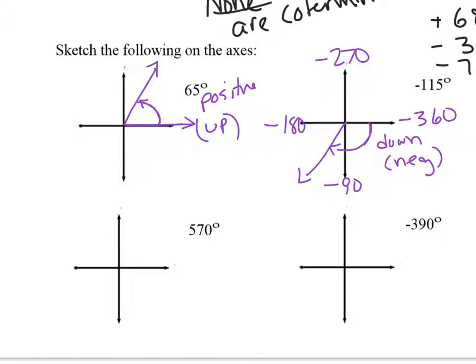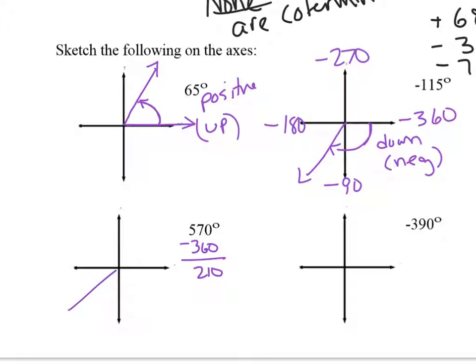Okay, if we do something that's over 360, what I like to do is figure out what is the coterminal angle that's in between 0 and 360. So I simply take it and I subtract 360 in this case until I get to a number that's between 0 and 360. If I subtract 360 from here, I get 210. So this is 0, 90, 180, 270. So 210 is somewhere in here.